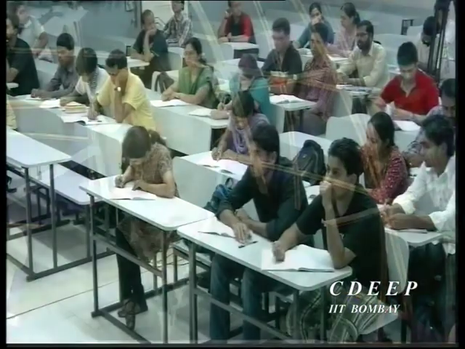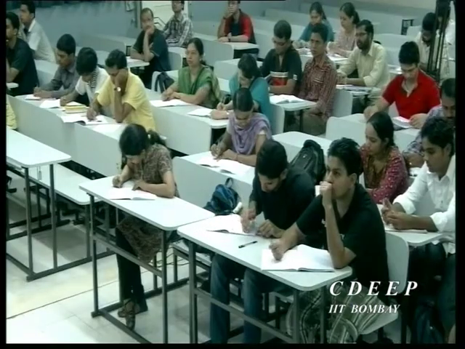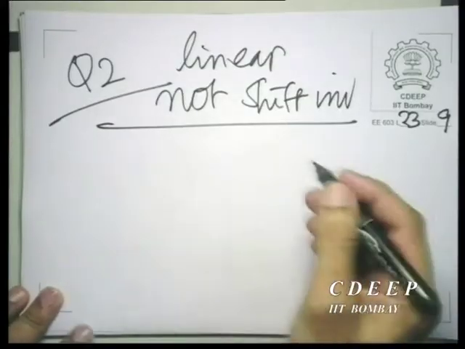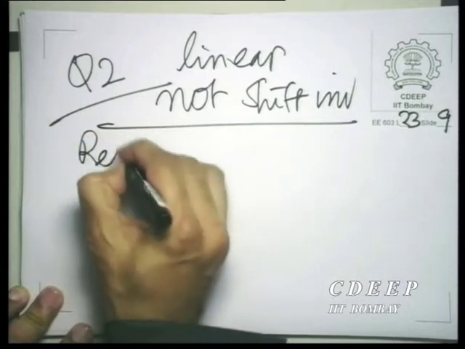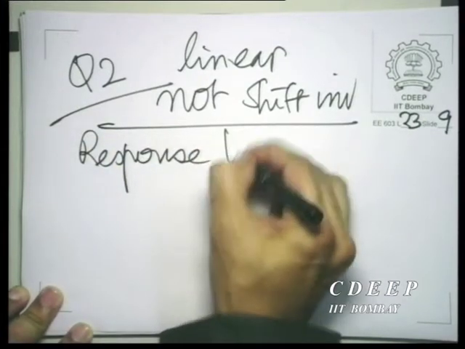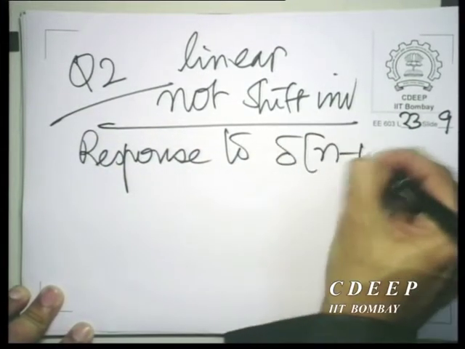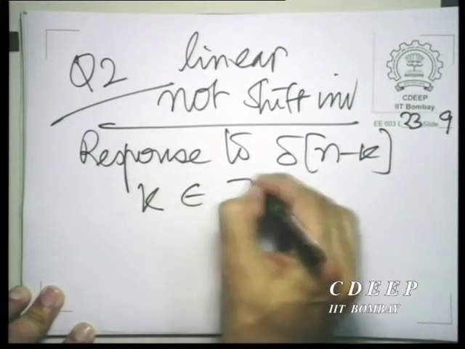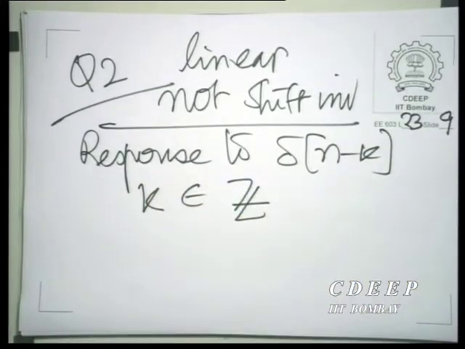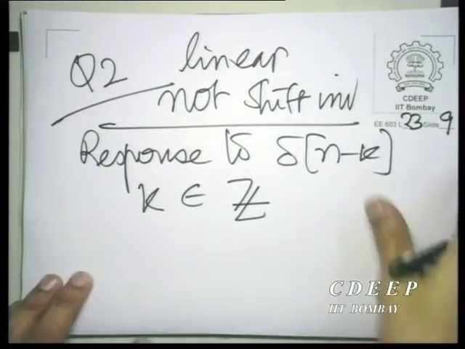Now we come to question 2. You are given the response to delta n minus k for k over the set of integers. You are told that for k less than 0, the output is all 0. For k equal to 0 and 1, the output is given. So, we will quickly put them down.